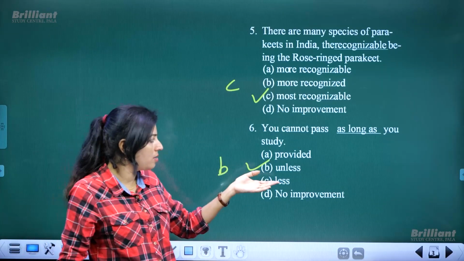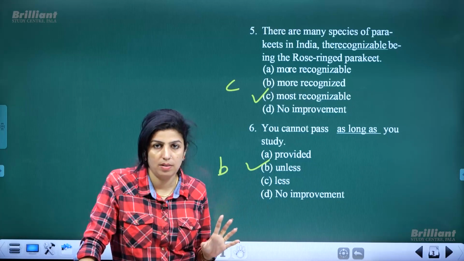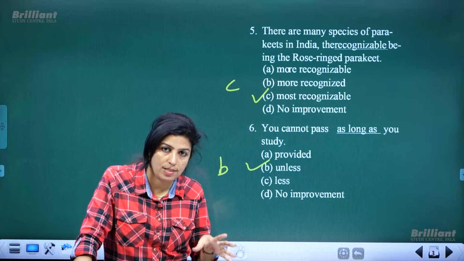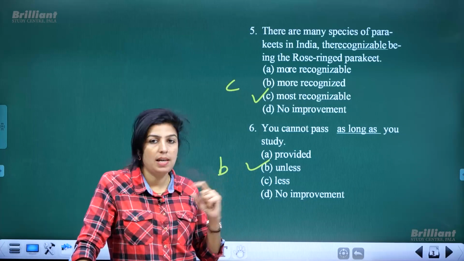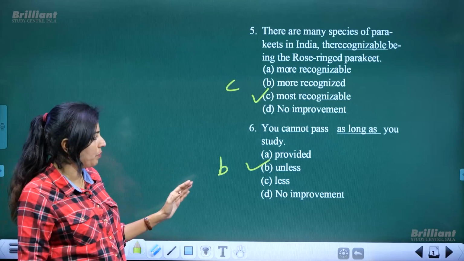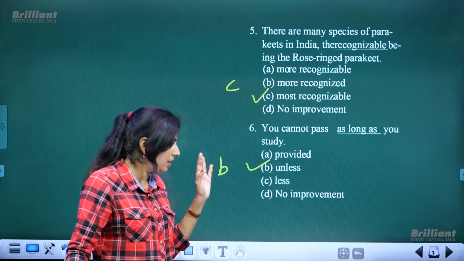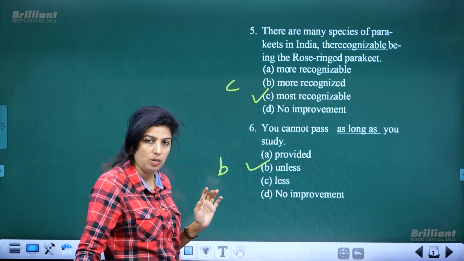You cannot pass, you cannot succeed unless you study. It's a conditional clause. Conditional clauses are there, and here is one of the examples of a conditional clause with the use of unless. So, it's option number B. The meaning is, if you do not work hard, you will not pass. That meaning is conveyed with this conditional clause.